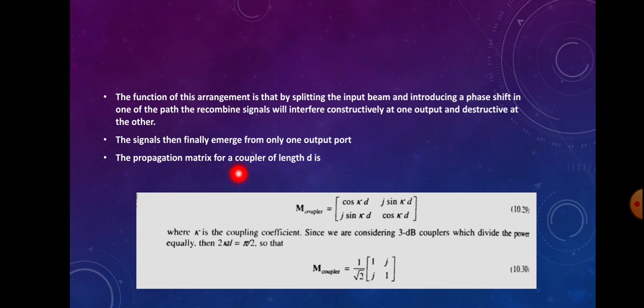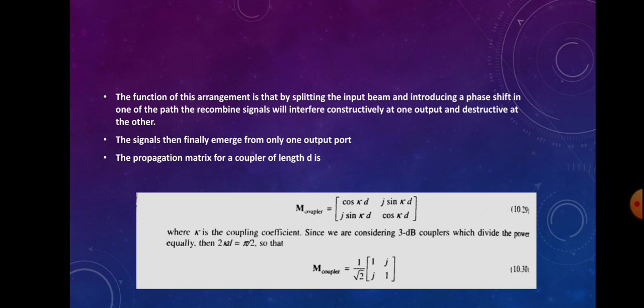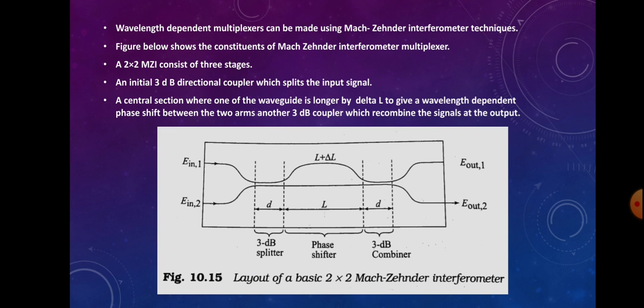And let us see the derivation side. The propagation matrix for this coupler. See here there are two couplers, one coupler here and one coupler here. Let us see the propagation matrix for a coupler of length D, which is given by the following. Here you can see that D is the coupler length.